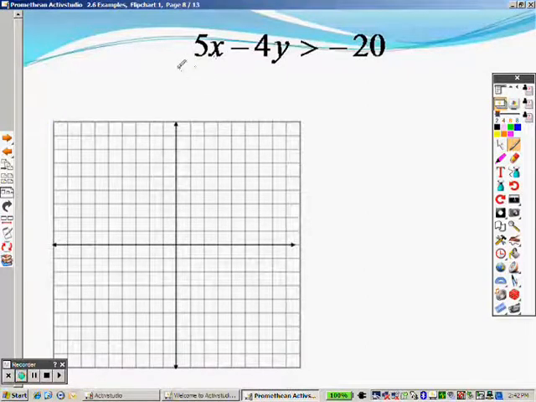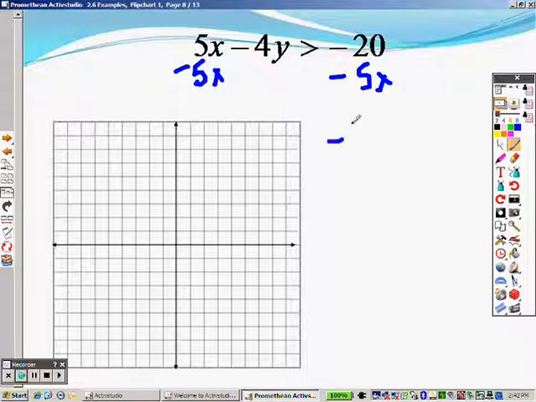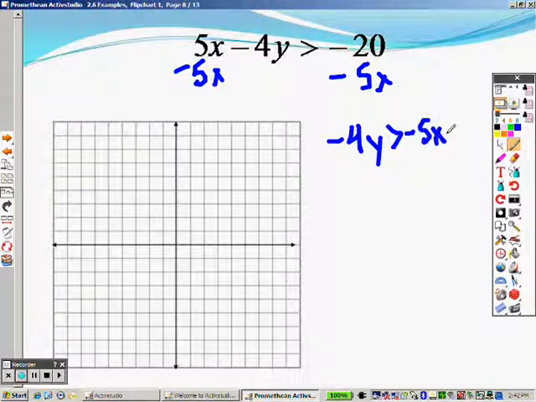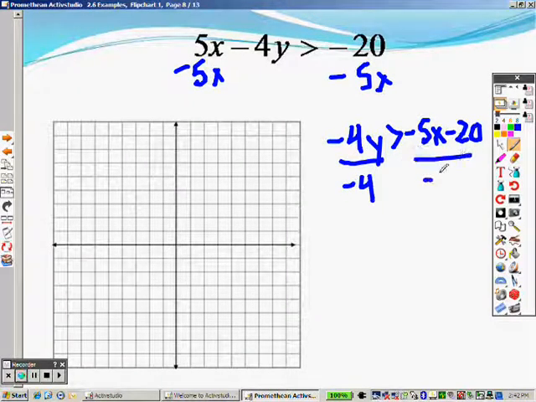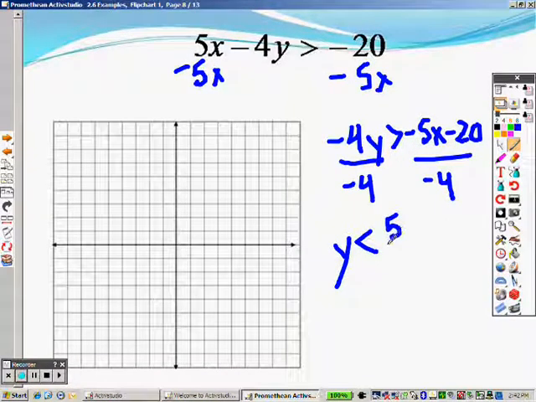Okay, once again, minus 5x on both sides, because I'm trying to get y by itself. Negative 4y is greater than negative 5x minus 20. So that's negative 4 times y. I divide both sides by negative 4, so I get y, and I flip the sign. Negative 5 divided by negative 4 is 5 over 4 x, and negative 20 divided by negative 4 is positive 5.